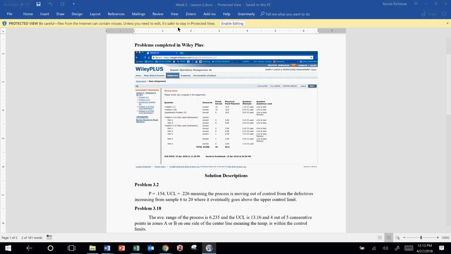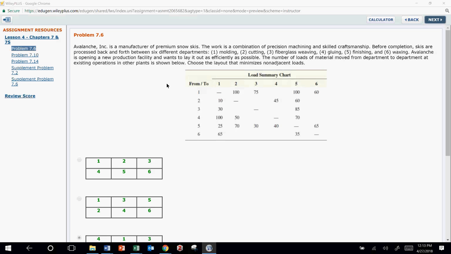Okay, so now I'm going to switch over to one of the homework problems that we have. This is problem 7.6. This deals with adjacent loads or load summaries.